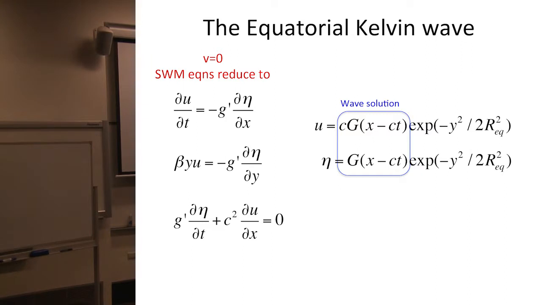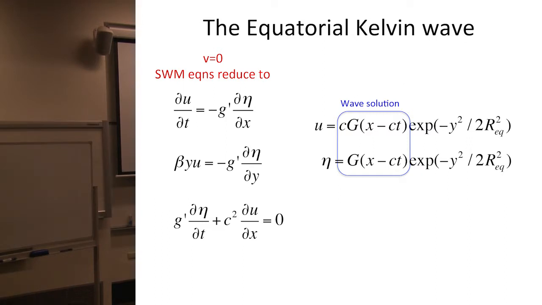So you can say the wave basically propagates at a speed of C, which is 2 to 3 meters per second. If you're talking about the Pacific Ocean, a Kelvin wave crossing the Pacific Ocean, it's roughly 150 degrees in longitude. Propagating at 2.5 meters per second, it'll take approximately 60 to 70 days, so around 2 months to cross that basin.